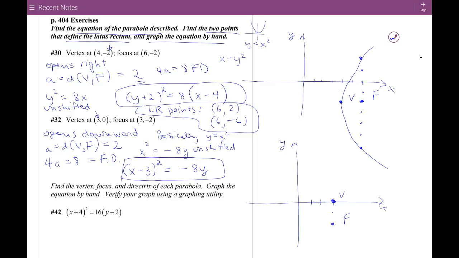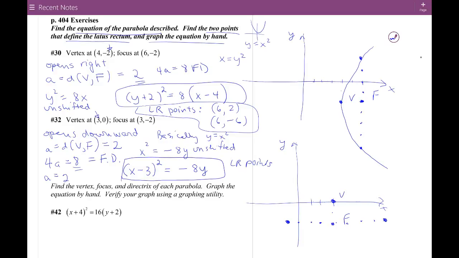And again, just do a quick check and make sure that the vertex does make the equation true. Okay, so then we know if 4a is 8, then a must be 2. So that's going to be the distance from the vertex to the focus, but then the focal diameter is 8, so that means at the focus I go 1, 2, 3, 4 to the left, and 1, 2, 3, 4 to the right to find the latus rectum points.